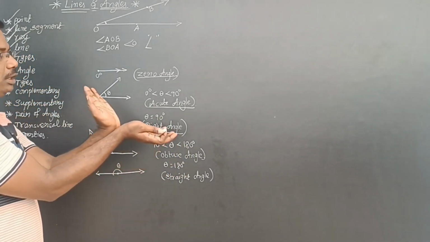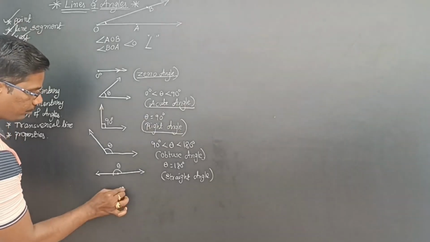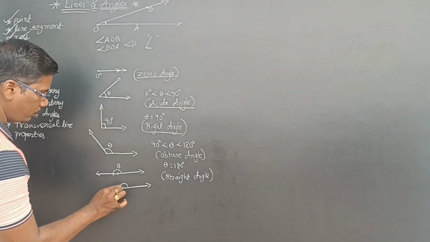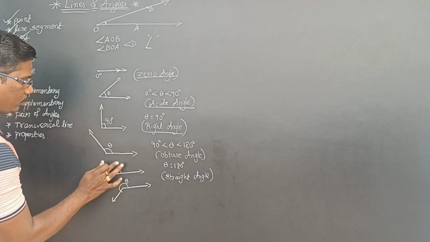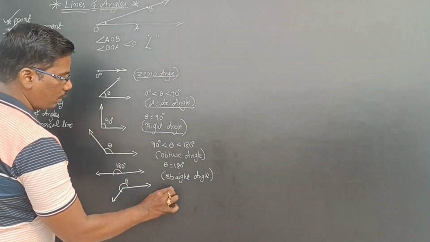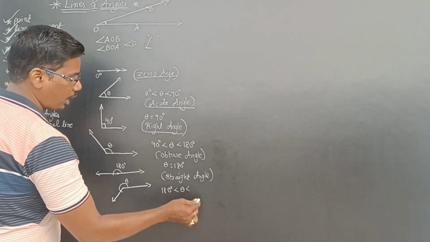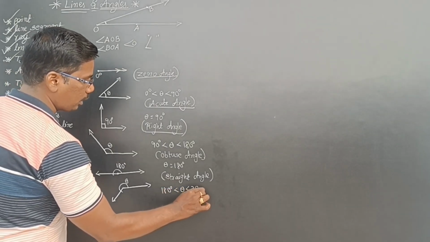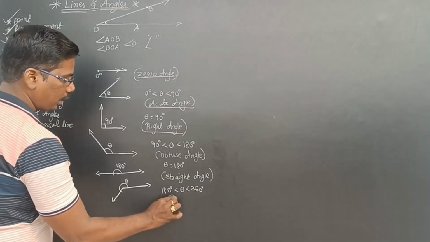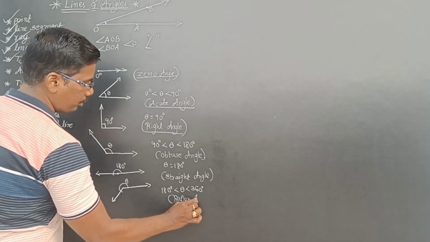Still I am moving. So like this. Means this is 180. Now means what? Greater than 180 degrees and less than 360 degrees, then that is called reflex angle.